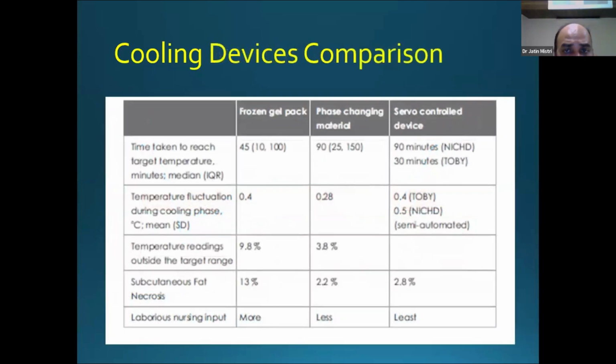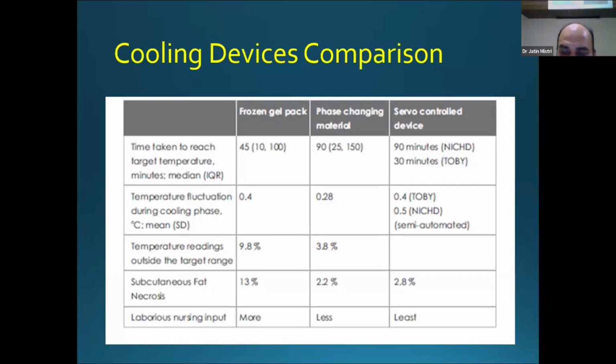This is a comparison of how the cooling devices compare, and these are 3 different devices: frozen gel packs, which is one of the older ways of doing it, then phase changing material, and then a servo control device. If you look at the time taken to cool, in the TOBY trial it was only 30 minutes. In the NICHD trial, it was 90 minutes. So servo control devices are very good at bringing down the temperature, and the temperature is maintained for a long time.